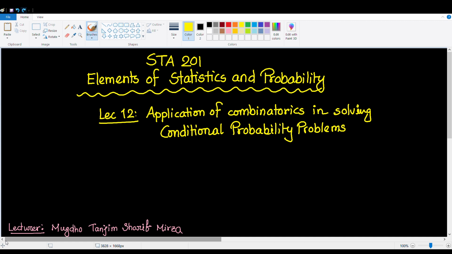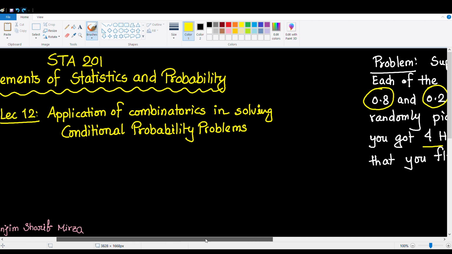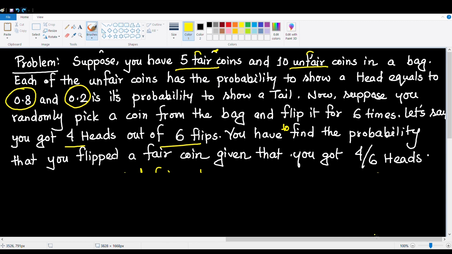This is Mirza Tanjim Shorif Mugdho, and today we'll study application of combinatorics in solving conditional probability problems. So we'll start with the statement of a problem. Let's see the statement. So this is the question.